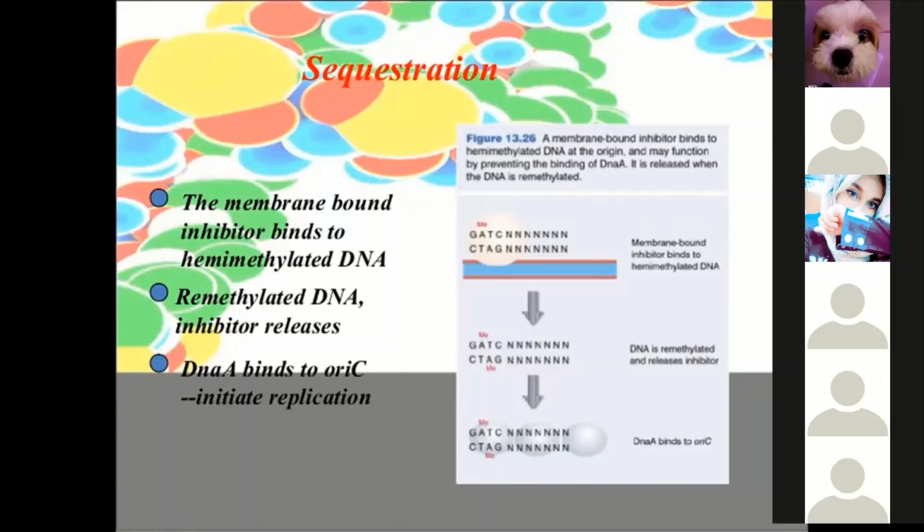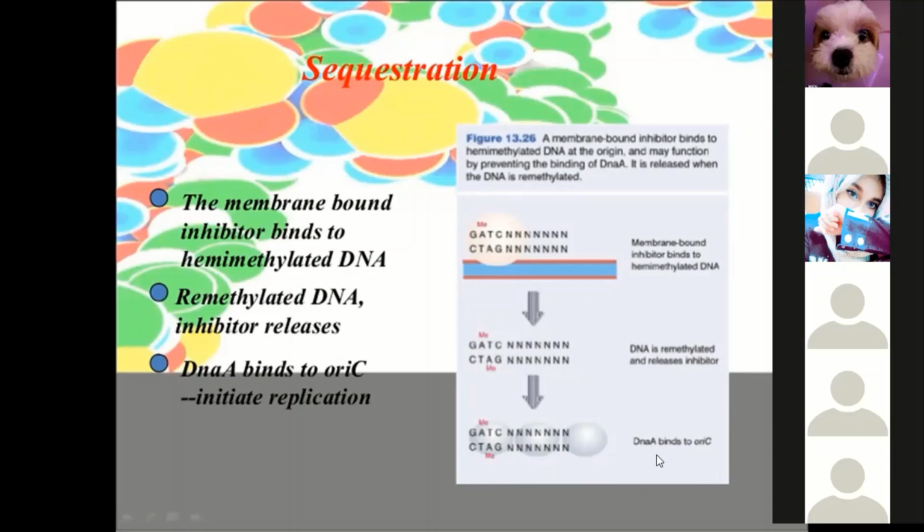So here what happens is there are membrane bound inhibitors which bind to this hemimethylated DNA, and they prevent the binding of DnaA, because DnaA binding is very much necessary for replication. So this inhibitor binds to hemimethylated DNA here so that it cannot go for replication. This is called sequestration. Once remethylation takes place again, the inhibitor is released, and then it can go for replication.